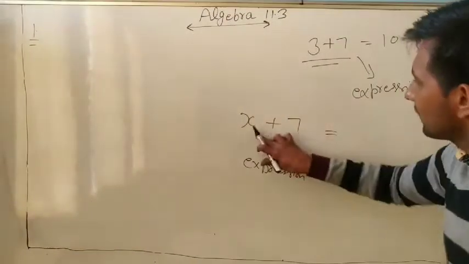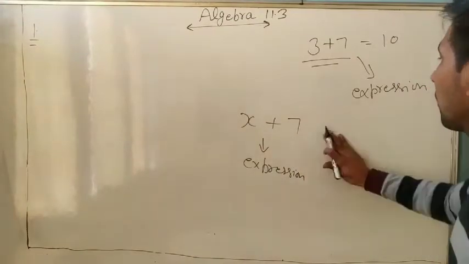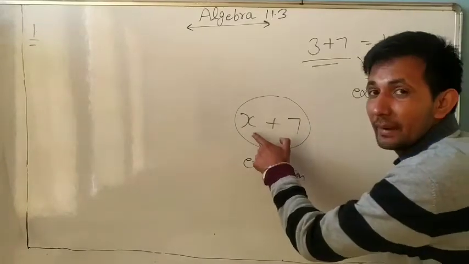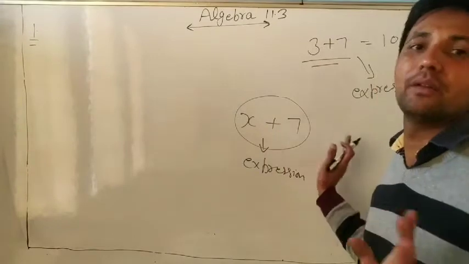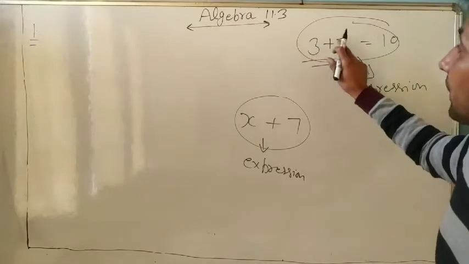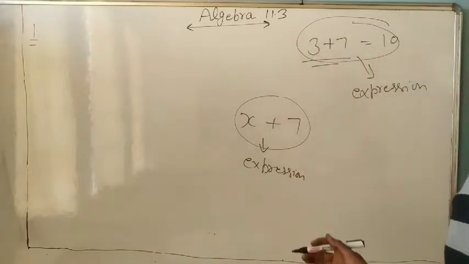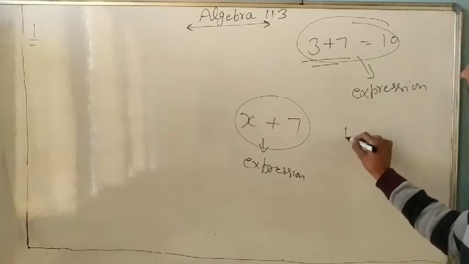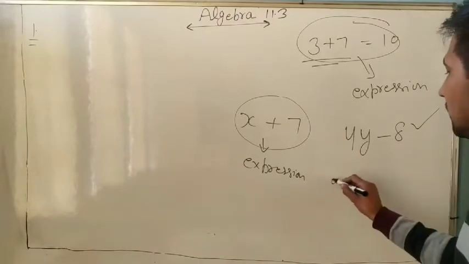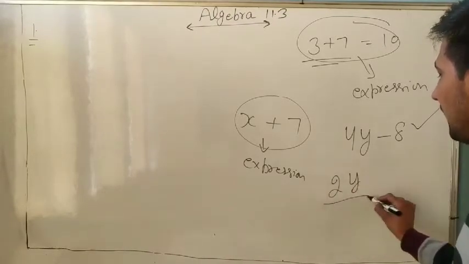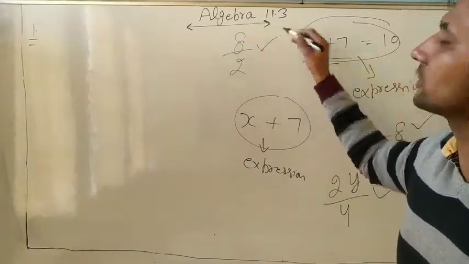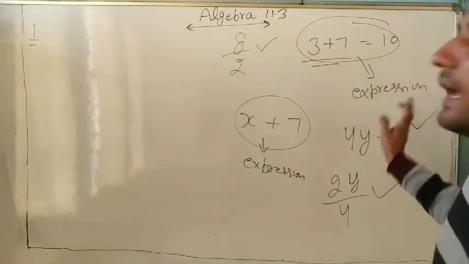Can you tell me what the answer of x plus 7 is? We don't know x, so we leave it as it is. Always remember, an expression in which a variable is present, we cannot evaluate further. But if only numbers are given, 3 plus 7 is 10, we can evaluate easily. Otherwise you can write 4 multiply y minus 8, it is also an expression. Next is 2 into y divided by 4, also an expression. 8 divided by 2 is also an expression. All of these are expressions.